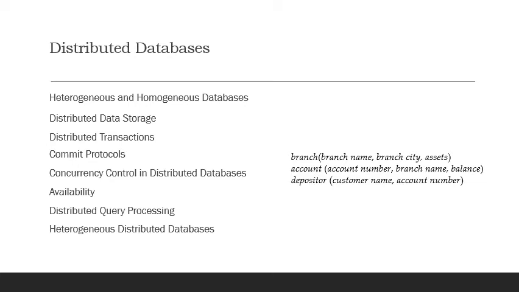All discussions are based on a sample database with a table structure as follows. We have a table branch with branch name, branch city, assets. Then we have a table account with account number, branch name, balance. We have a depositor table with customer name, account number.